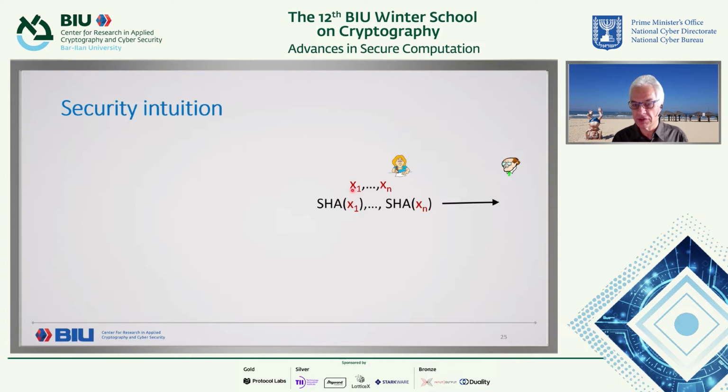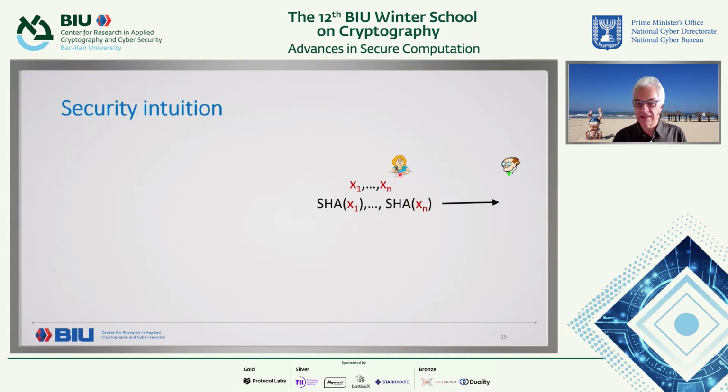The insecure version is for Alice to take her inputs and send to Bob some hash function of the inputs, SHA of her inputs, and Bob will compute SHA of his inputs and compare them. This initially seems secure for non-cryptographers because this function is one way. So given the output, you cannot reverse the function.